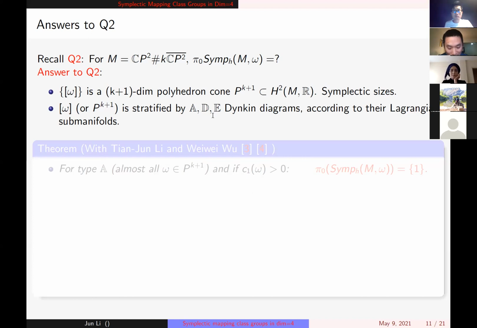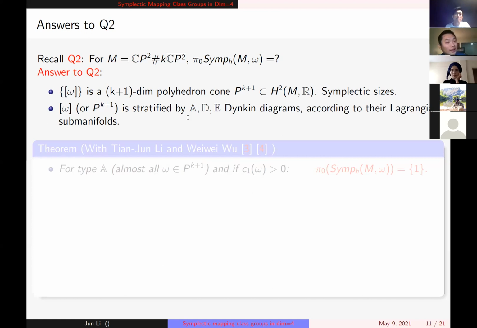So if the intersection pattern looks like a Cartan matrix of a Dynkin diagram, of a specific type of Dynkin diagram, then we say the omega class is of type A, D, or E. Unfortunately, we only have these three types of Dynkin diagrams, nothing else, at least for rational manifolds.